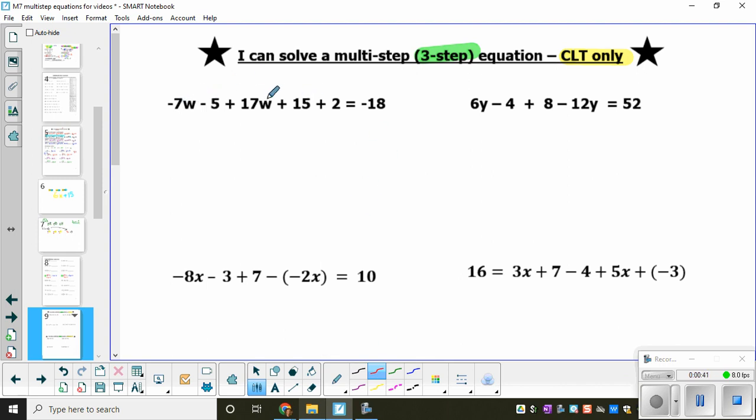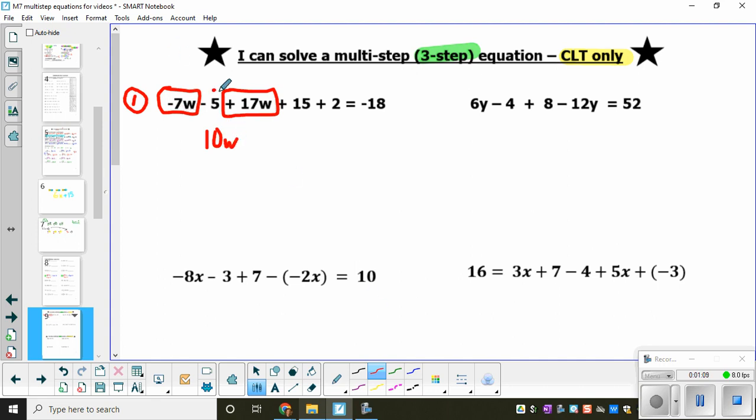When we look at this expression over here, we see that we've got 1, 2, 3, 4, 5 terms, and first, our first step is to combine like terms. So I'm going to take these negative 7w's plus these 17w's, and combine those. If you want to draw your boxes around those terms, remember you've got to include the symbol in your box. So negative 7w's plus 17w's is going to be 10w's.